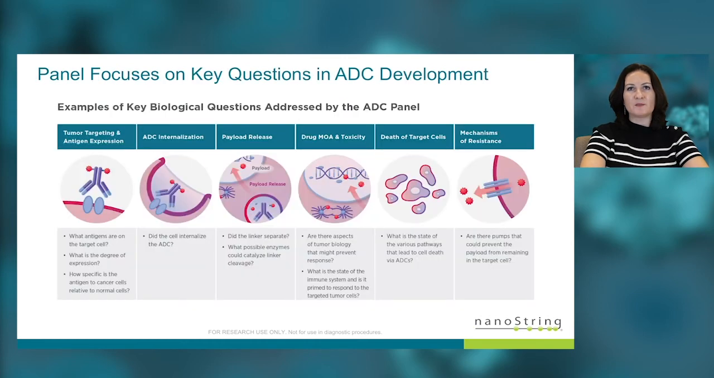The panel we've developed focuses on key questions in ADC research. The first is whether or not the antigen is in fact on the target cell, what level that antigen is expressed on target cells, and whether or not the antigen is specific to tumors over normal cells, which is a key component of ADC specificity. Next, we ask questions about the internalization of the ADC itself, whether or not the ADC was successfully internalized, as this is crucial to ADC function.